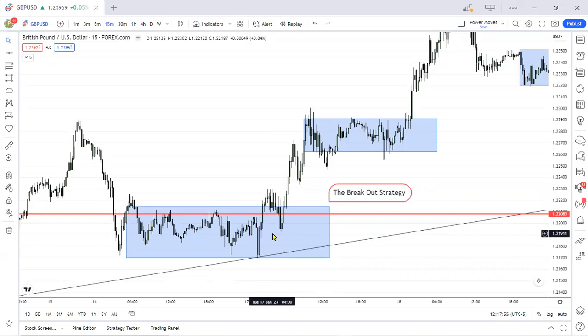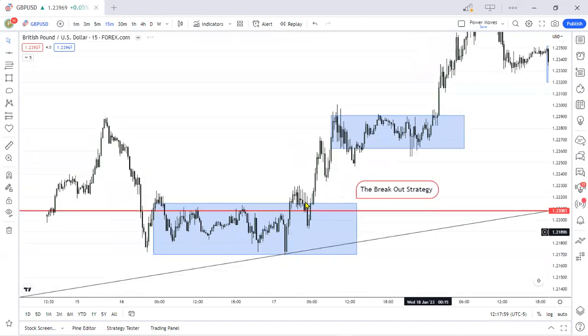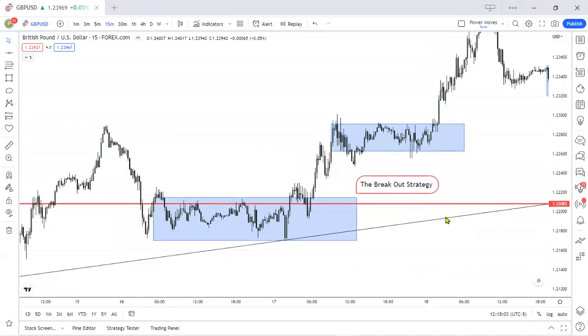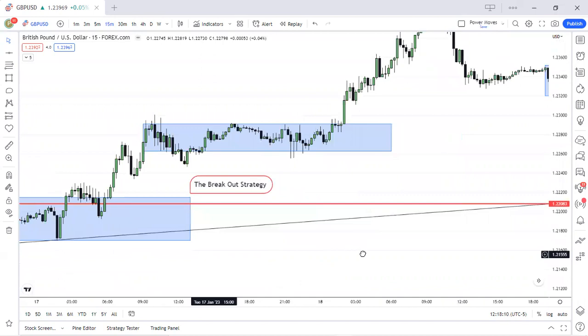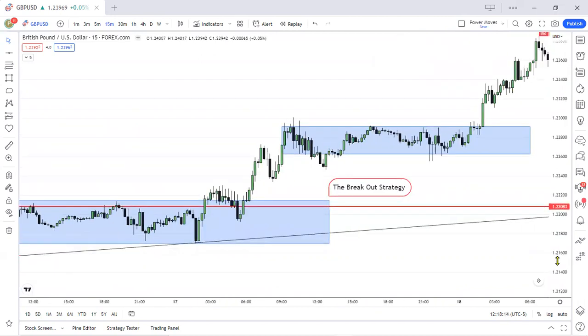Okay. But if you're patient enough to wait for the retest and you see that it bounces off the top of the box, you can go ahead and put a trade in. And you already know it's an uptrend. Put a trade in. Set your stop loss. Okay. You can also set your take profit if you want.